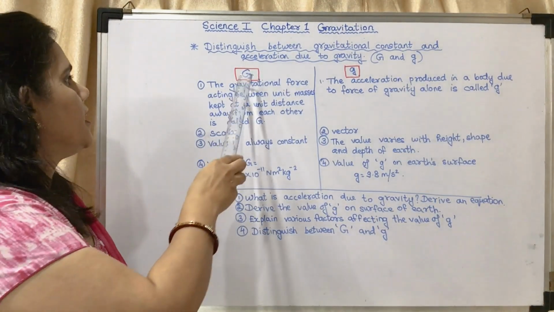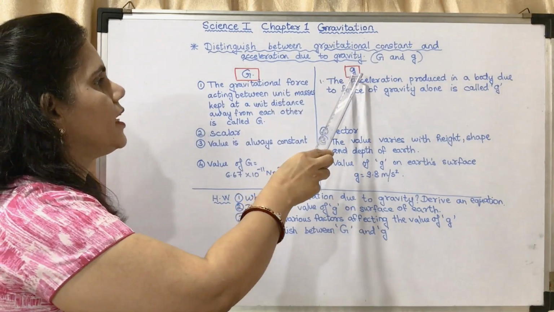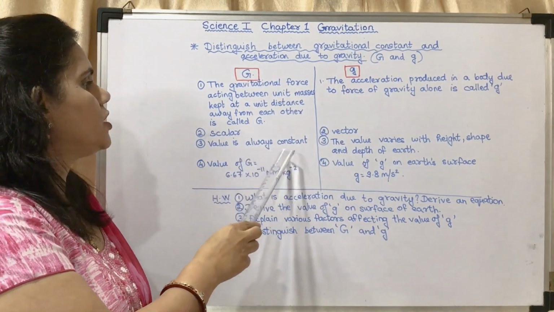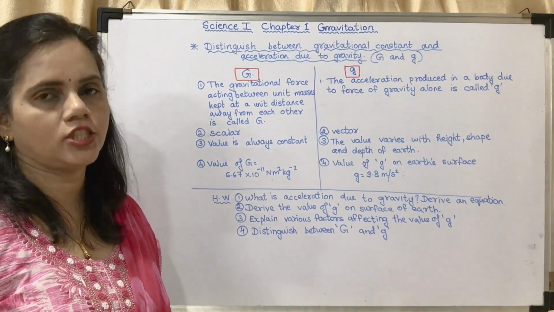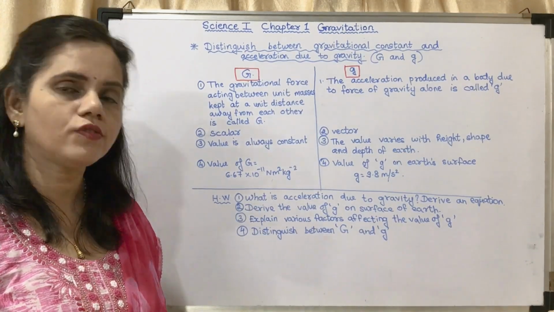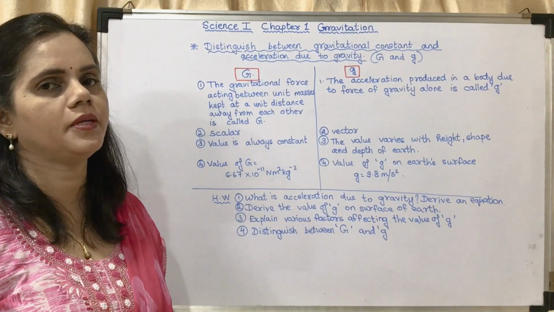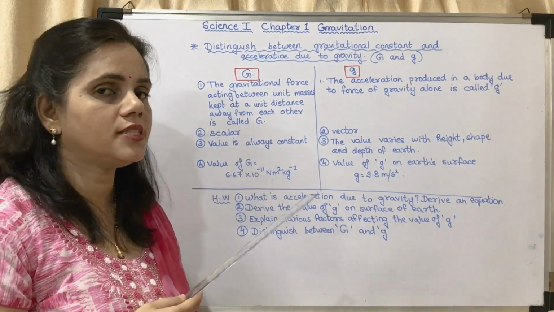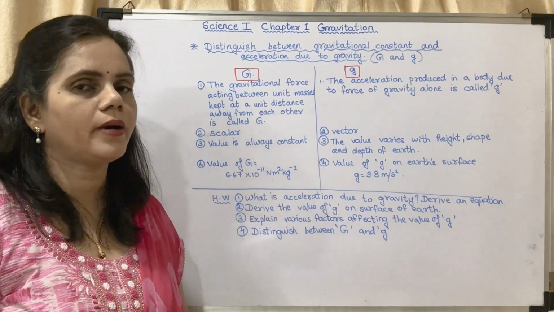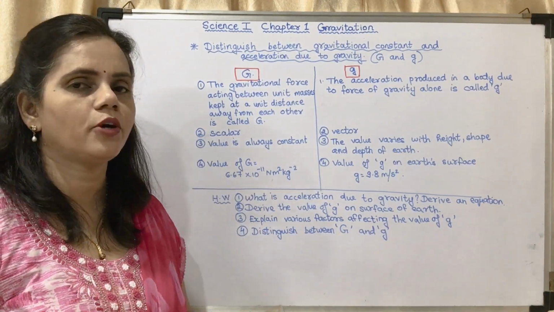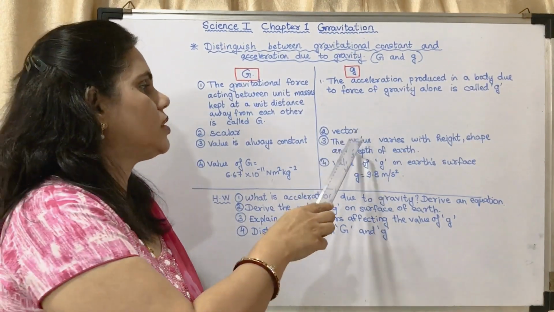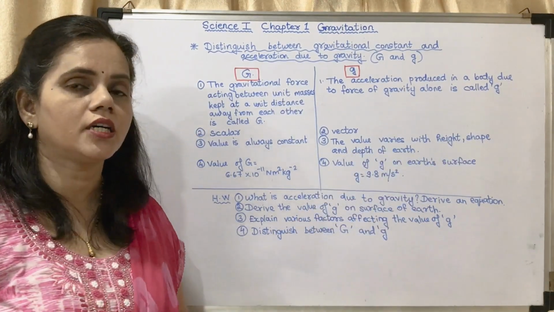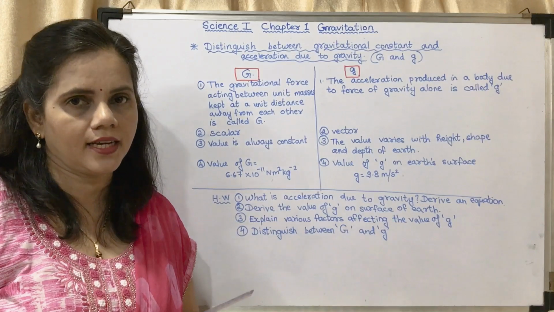So capital G is a scalar quantity and small g is a vector quantity. The value of capital G is always constant, it does not change wherever you go. Even if you go on Mars, the value of G will be the same. Which G? It will be capital G. But what about small g? It varies. If you go on Mars, it will be different. It won't be 9.8 meter per second square. So the value varies with the height, shape and depth of the earth. On the earth itself there is variation.